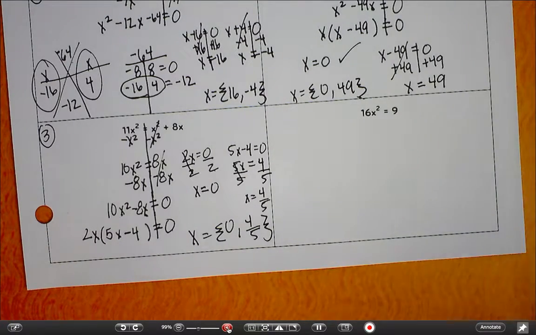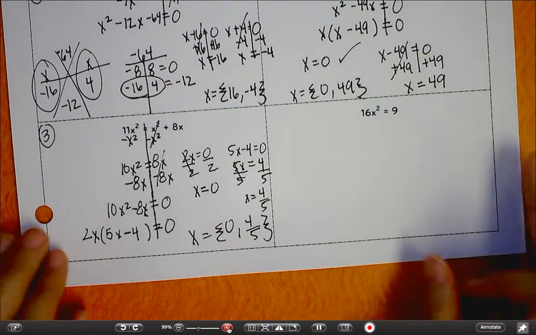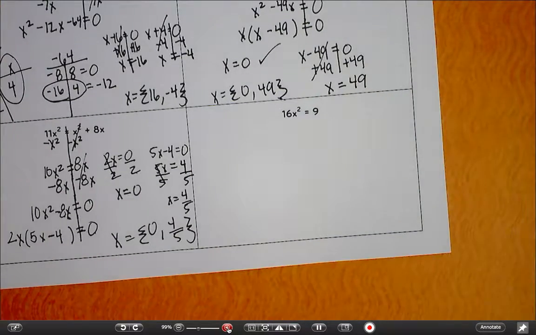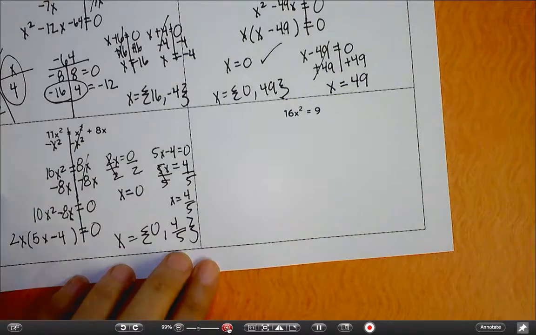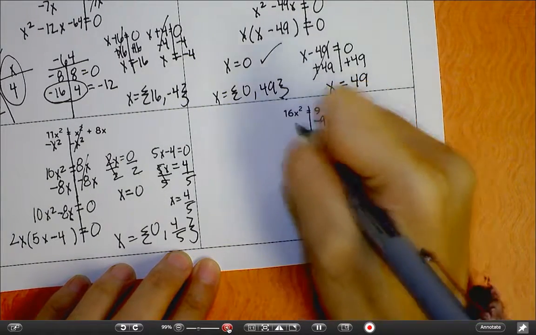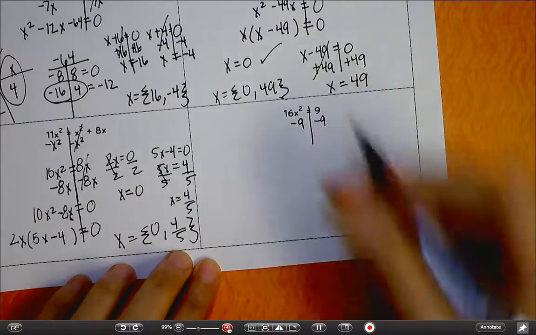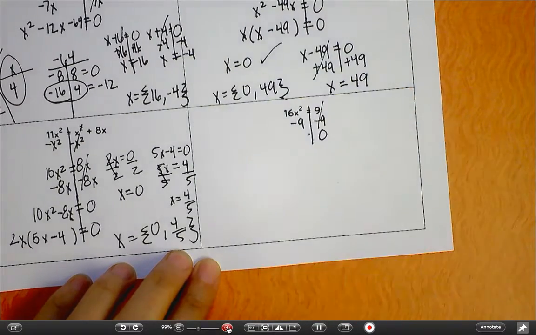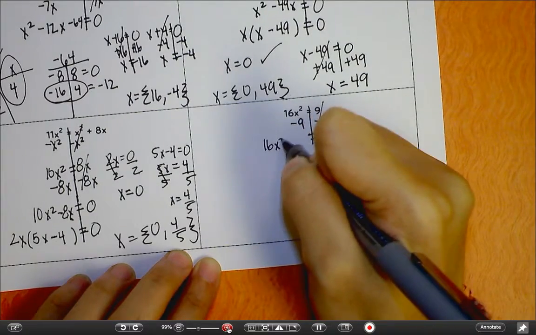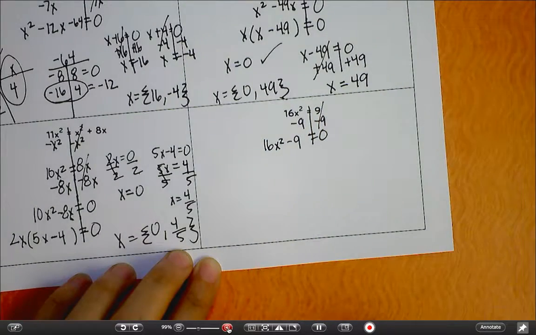Almost there, guys. Almost there. Last problem. We've got this. Look, it's just two terms. Super simple. I have 9. I want to move it over. So draw your line. Subtract 9 from both sides. This cancels out. That's going to be 0. Bring down the equal sign. 16x squared minus 9 equals 0.